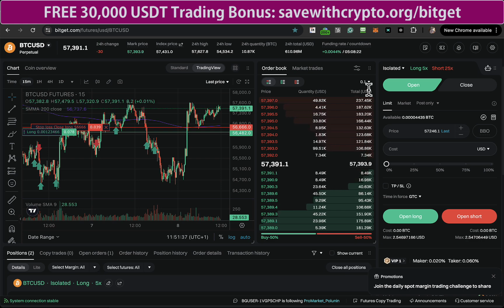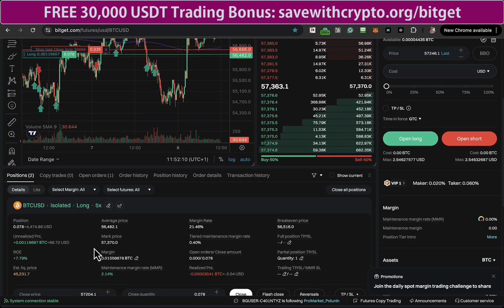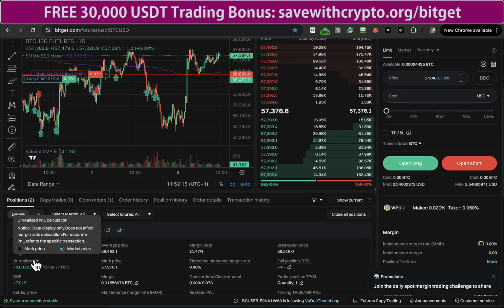And then when I see a confirmation of the two EMAs, the 21 and the 55, crossing on a higher time frame like the hourly or the 4 hourly, or ideally the 12 hourly or even daily, I will think about adding more into that trade. Obviously when you do that, it pushes up your entry price. So at the moment mine's not brilliant. It's at entry at 56,482. The price is currently 57,363. So that means this is currently $68 in profit, nearly 8% in profit, which is okay.